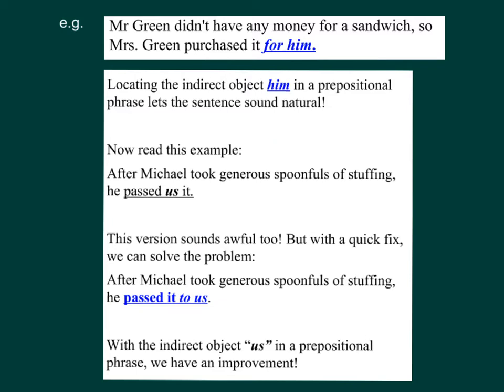Now read this example. After Michael took generous spoonfuls of stuffing, he passed us it. This version sounds awful too, but with a quick fix, we can solve the problem. After Michael took generous spoonfuls of stuffing, he passed it to us. With the indirect object us in a prepositional phrase, we have an improvement.